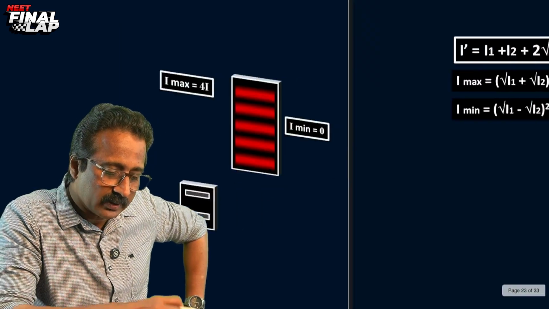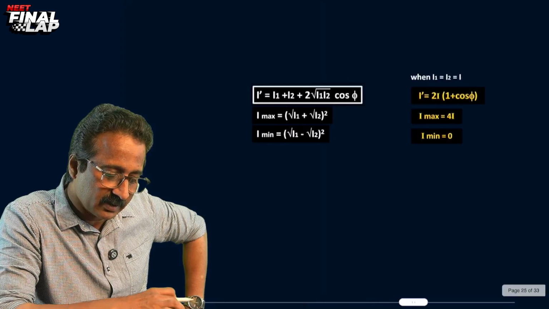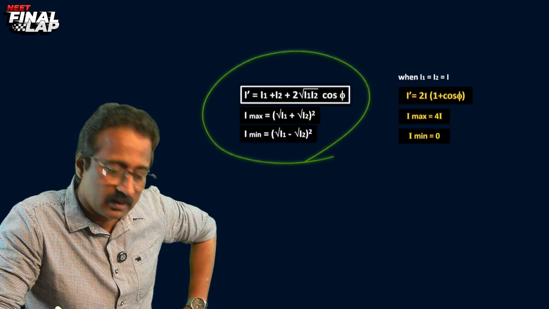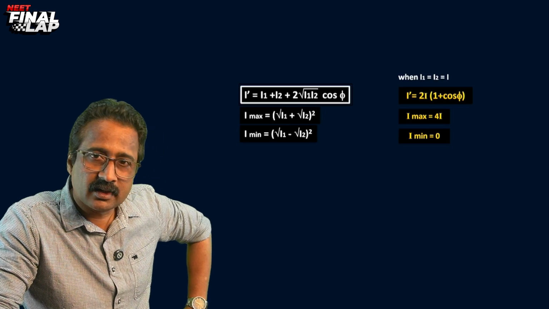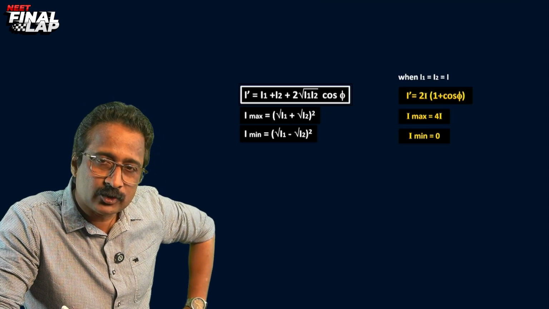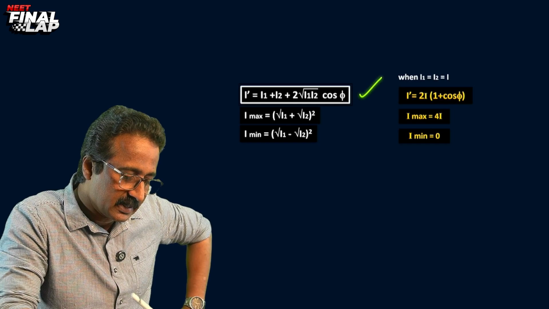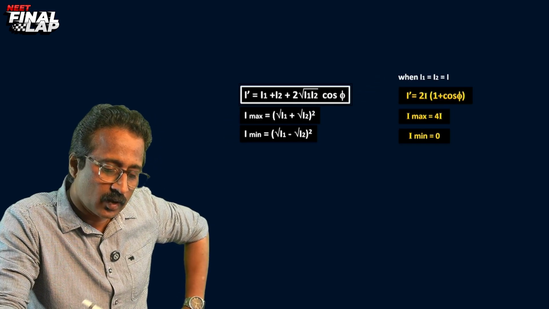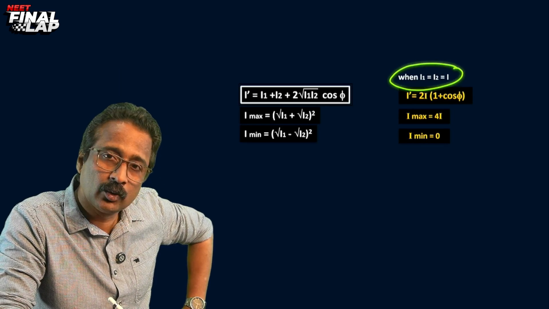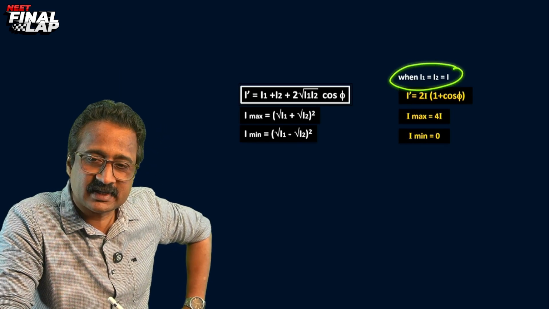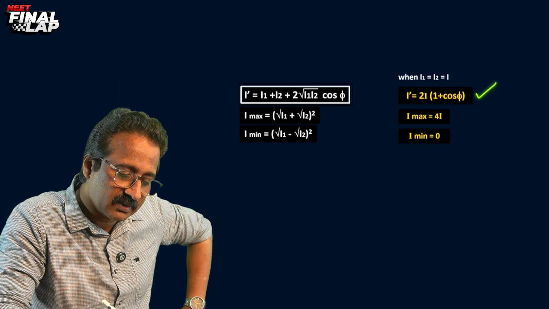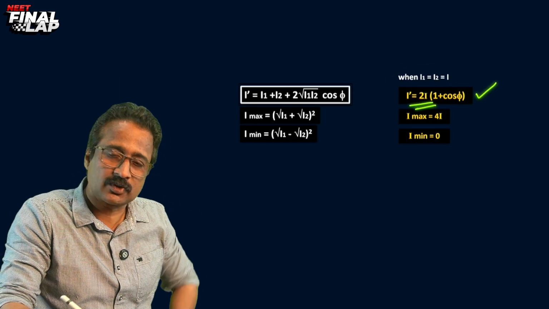Okay, let's take one question, I think, based on this. Before that I'll give you the full list of equations. Okay, just note down these equations. Resultant intensity when I1 and I2 are different is given by this, and I maximum and I minimum are given by two other expressions. Now, when I1 is equal to I2 and that's equal to I, that means if the two waves are having same intensity, then the resultant intensity can be written as I dash equal to 2I into 1 plus cos phi. You know why?